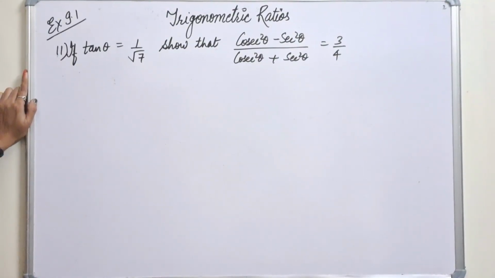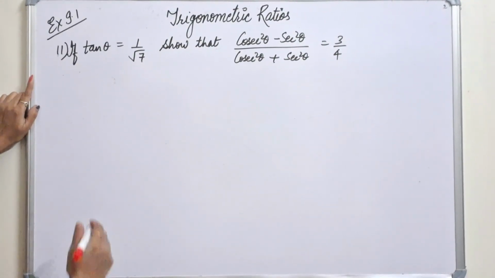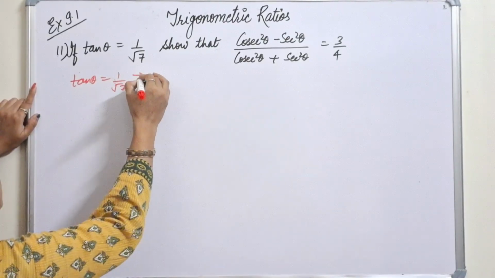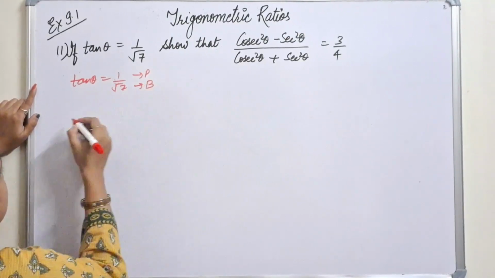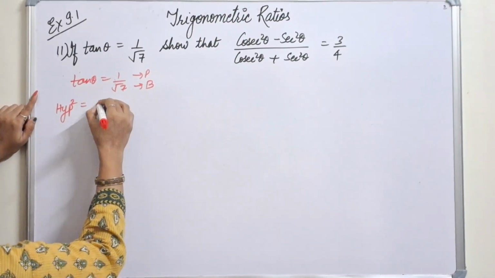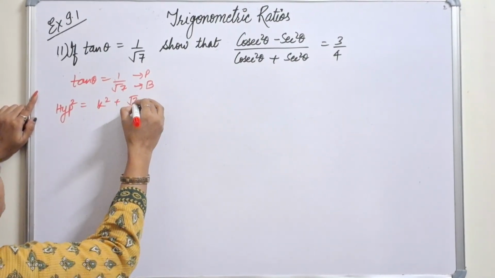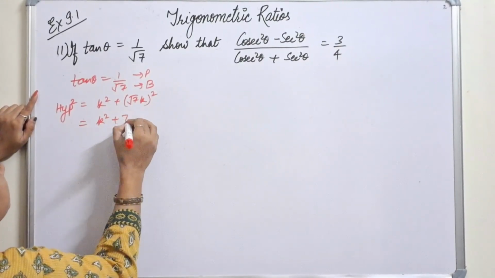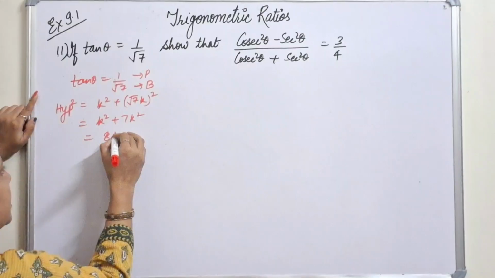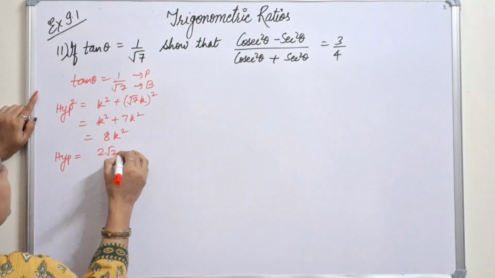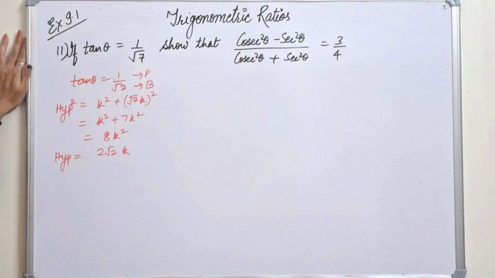See next question, if tan theta is 1 upon root 7. So tan theta 1 upon root 7 means perpendicular upon base. So hypotenuse square will be k square plus root 7k whole square. So this is k square plus 7k square. This is 8k square. Hypotenuse will be 2 root 2k. 8 can be written as 2 root.